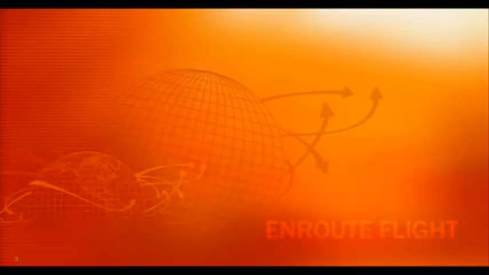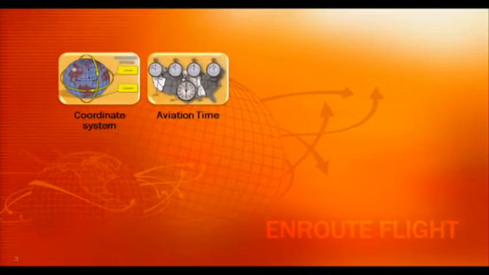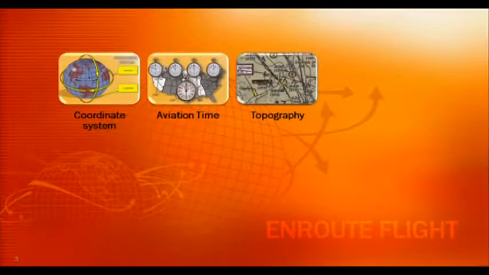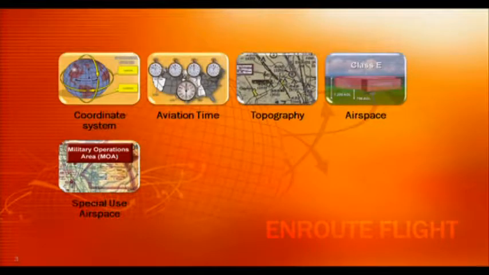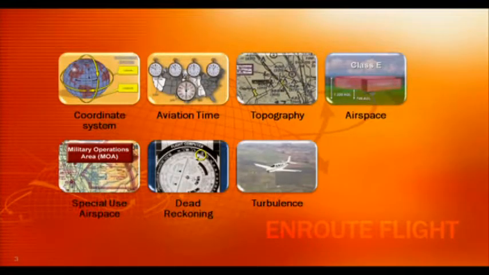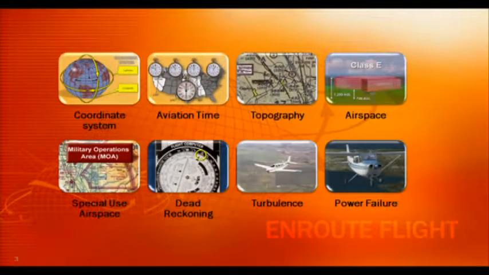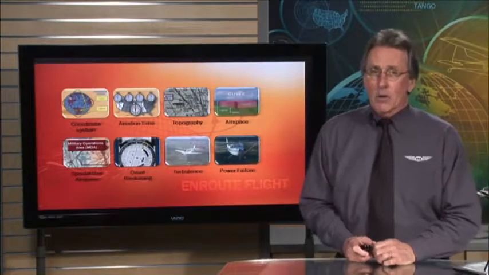After you finish planning a flight, you need to know how to execute that plan en route. This lesson is organized as follows: coordinate system, aviation time, topography, airspace, special use airspace, dead reckoning, turbulence, and power failure. Let's now join Josh Prusek in the classroom and get started.